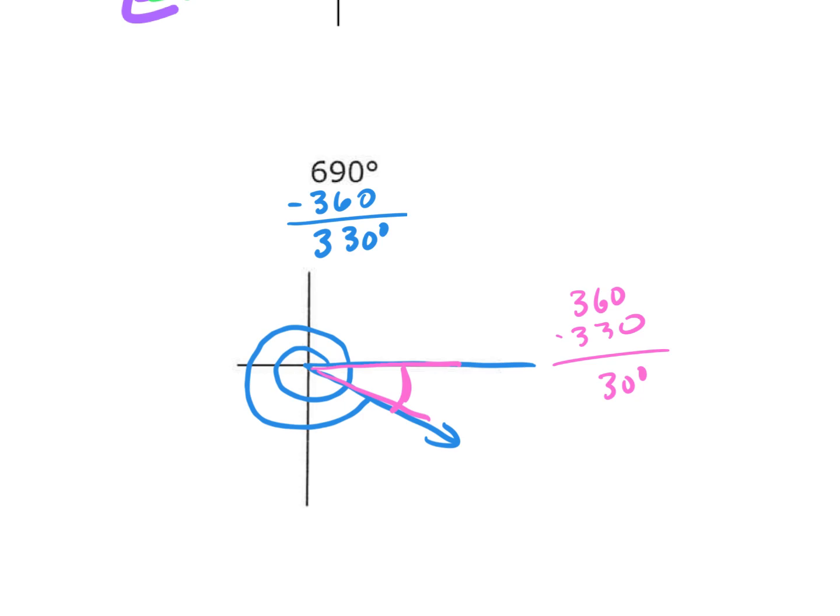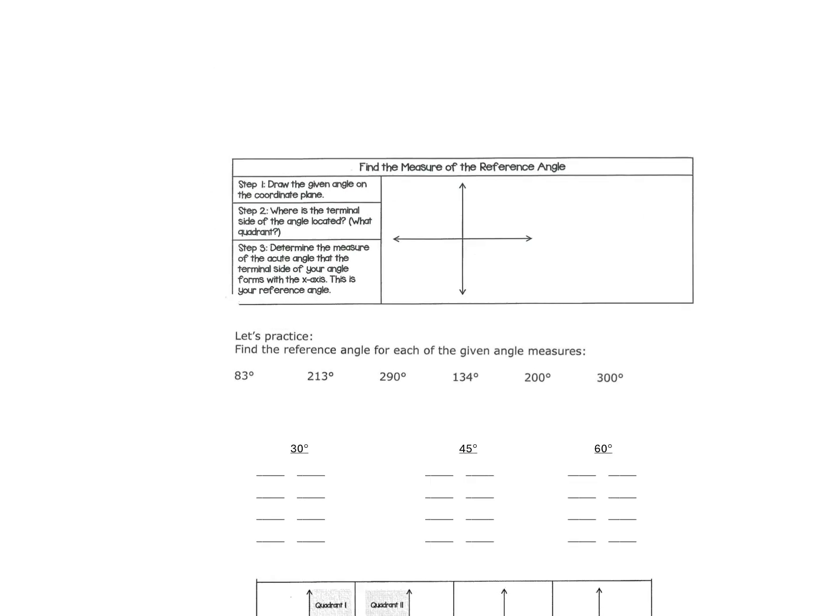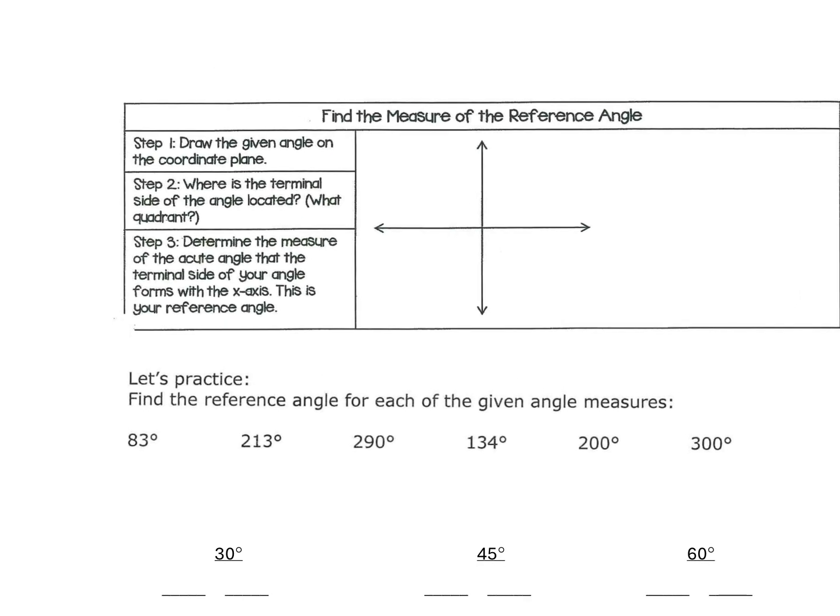All right, you're going to see an application of this in just a second as well. On this next page, you notice this talks you through an example. It says draw the angle. That's what we did first. Where is the terminal side? So decide on the quadrant and then determine the measure of the acute angle that the terminal side forms with the x-axis. So this is a step-by-step of what we just did, if you want to think through that process.